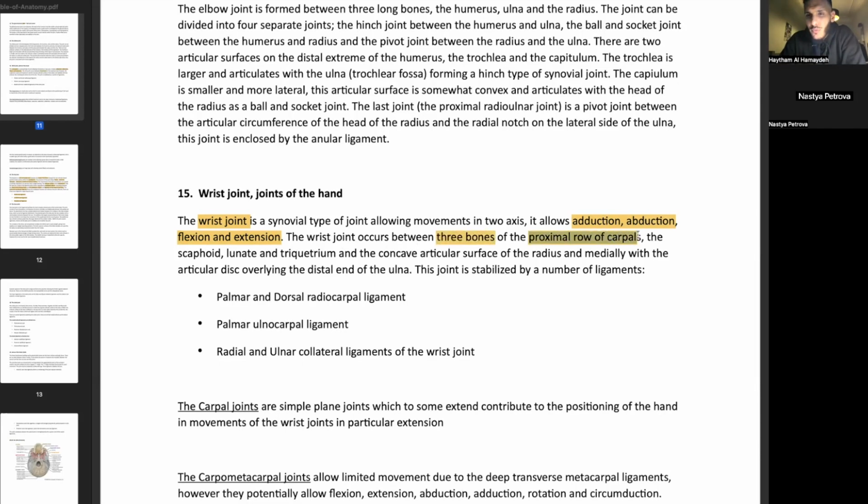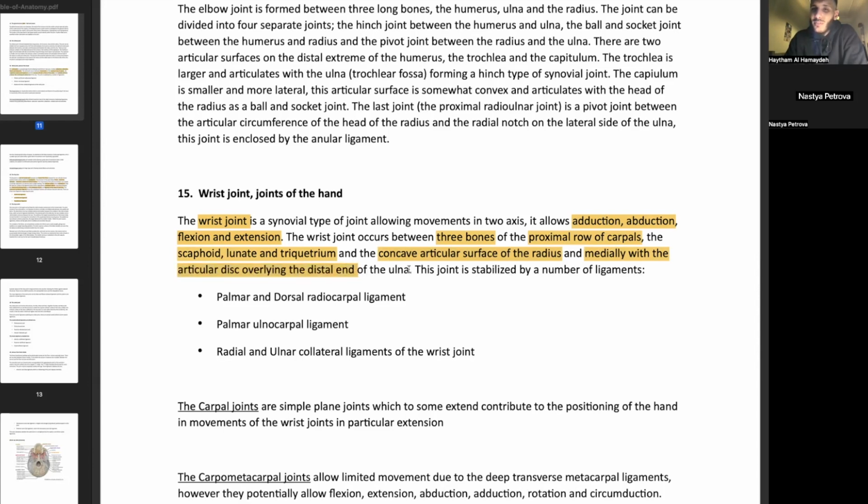You have the proximal row of carpal bones, which are the scaphoid, lunate, and triquetrum. That's number 1. And the concave articular surface of radius, 2. And then 3, I remember, the medially with the articular disc overlying the distal end of the ulna.